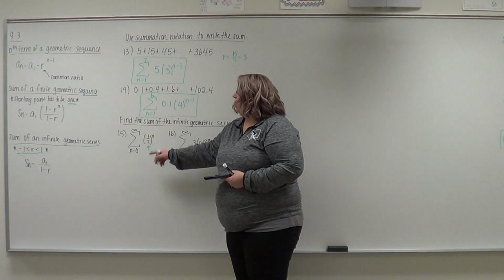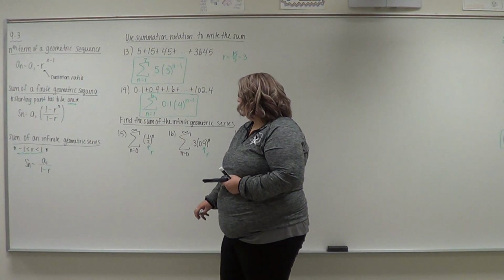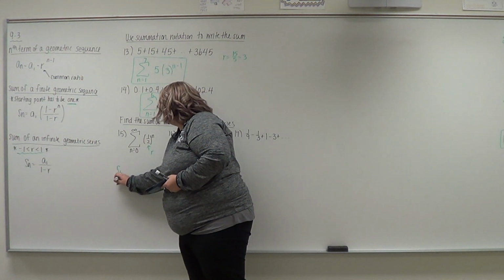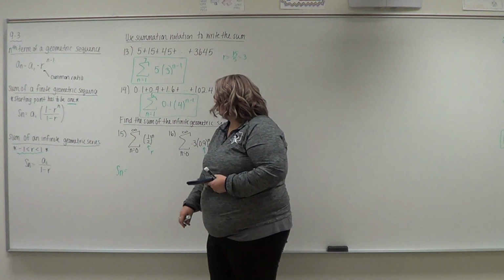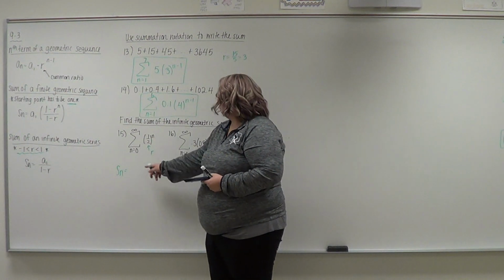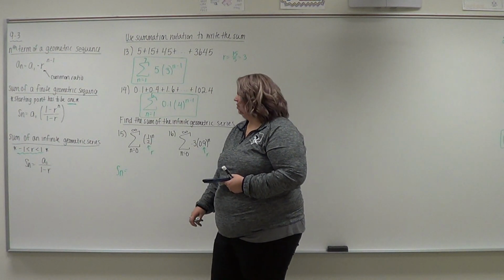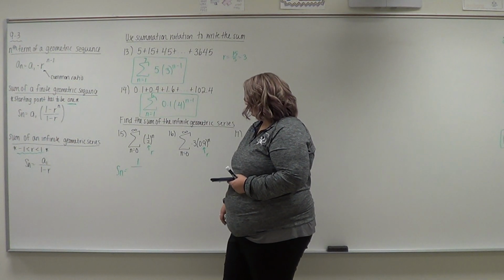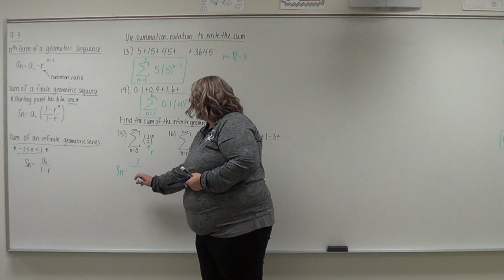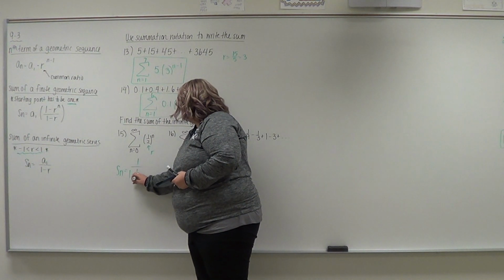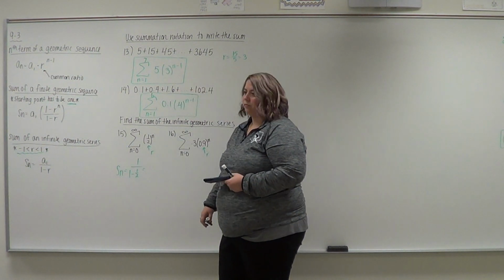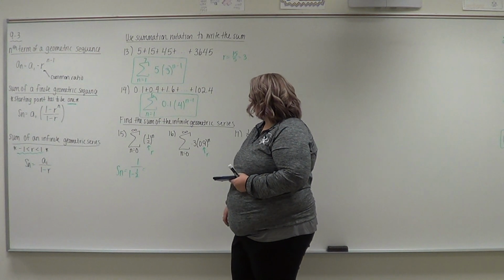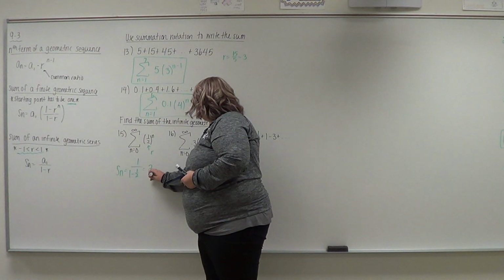Okay, 1/2. That's between -1 and 1, so I can find the sum. For the first term, you plug in the bottom number. So if I put in 0, 1/2 to the 0 is 1. Then I'm going to divide by 1 minus R. So 1 minus a half is a half. 1 divided by a half would be 2.